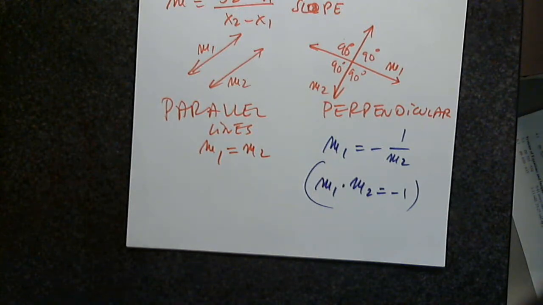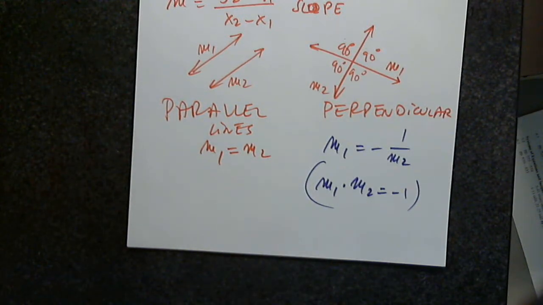For me, it's even easier to say the product equals -1. This one, you have to say the slope of the first line is the negative reciprocal of the slope of the second one. Here, you can just say the product is -1.